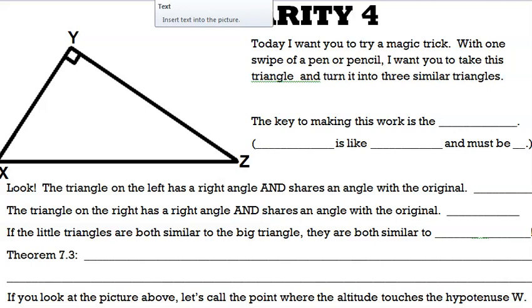But what I actually want you to do is pause the video for a second and try a magic trick. It says it right here. With one swipe of a pen or a pencil, I want you to take that triangle right there and turn it into 3 similar triangles. Okay, so I actually do want you to pause the video and give it a shot. And then I'm going to reveal the answer and then why it is the answer, because a lot of people complain when I tell them that it works. So pause the video real quick and give it a shot.